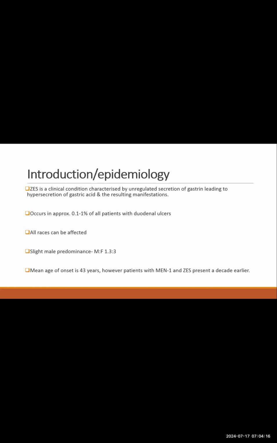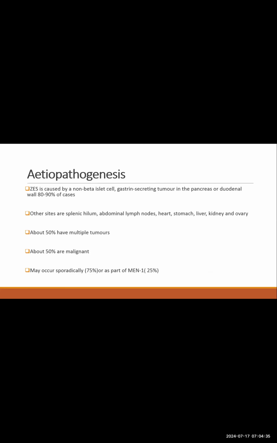It has no racial predilection with a slight male predominance of 1.3:3. The mean age of onset is 43 years. However, patients that have associated multiple endocrine neoplasia present earlier, about a decade earlier.